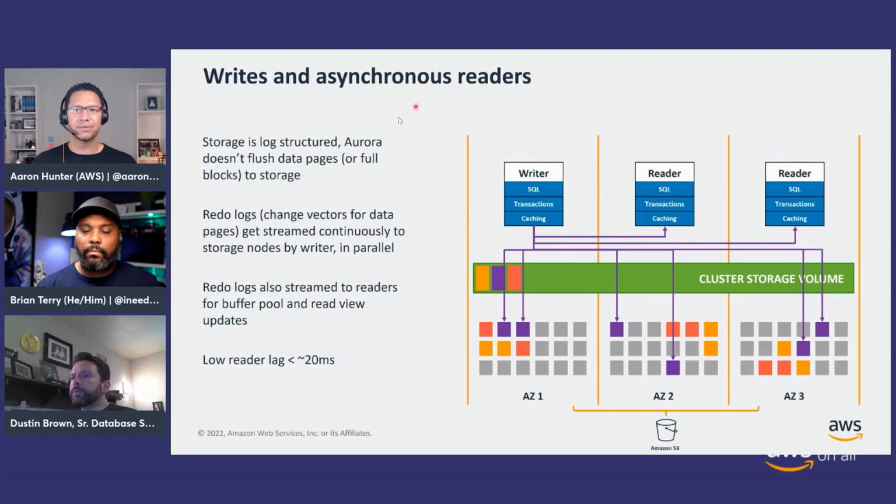And then writes and asynchronous readers. So this is what I was talking a little bit about before, synchronous versus asynchronous. So the storage is log structured in Amazon Aurora. Aurora doesn't flush data pages or full blocks to storage, and you can imagine the performance increase that we can receive because of that process. So redo logs, otherwise called the change vectors for data pages, get streamed continuously to the storage nodes by a writer, and this is all done in parallel. The read view logs are also streamed to readers for the buffer pool and read view updates. This technology allows you to have a low reader lag of typically less than 20 milliseconds across these availability zones.